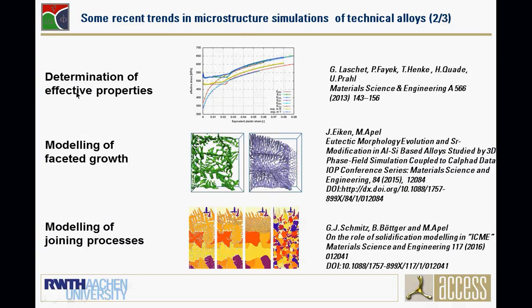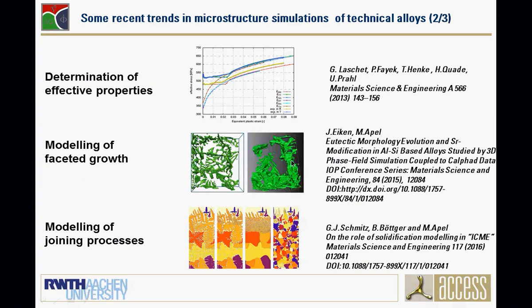We also try not only to work on microstructure evolution and description of microstructures, but we also go for the determination of effective properties from these kinds of microstructures. What you see here is the derivation of the anisotropic flow curves in a dual-phase ferrite-pearlite line pipe steel. We started to model faceted growth, which is quite interesting in terms of crack initiation and crack propagation. It's very interesting to see how sharp edges generate cracks and so on.